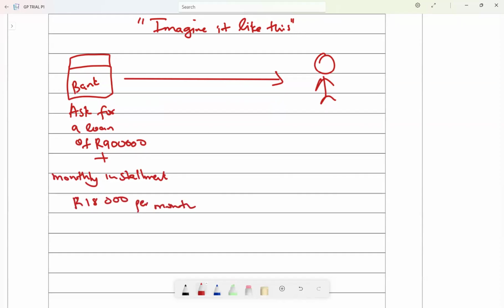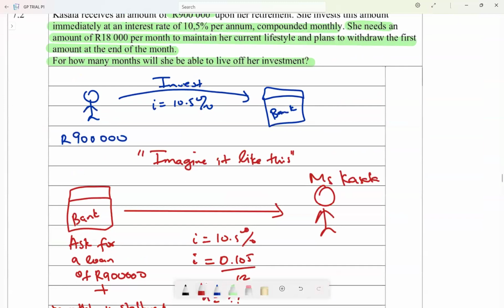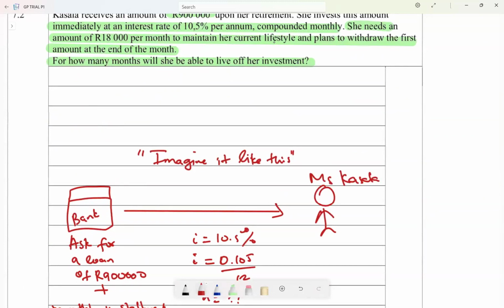So the bank has taken a loan from Miss Kasala, and Miss Kasala will now be paid by the bank each and every month 18,000 at an interest of 10.5%, which is the same as 0.105 divided by 12, monthly. Remember, it is monthly. Then for how long will the bank settle the loan to Miss Kasala? This is what we are looking for. So imagine it like that. We just imagine that the bank took the loan from Miss Kasala of 900,000.